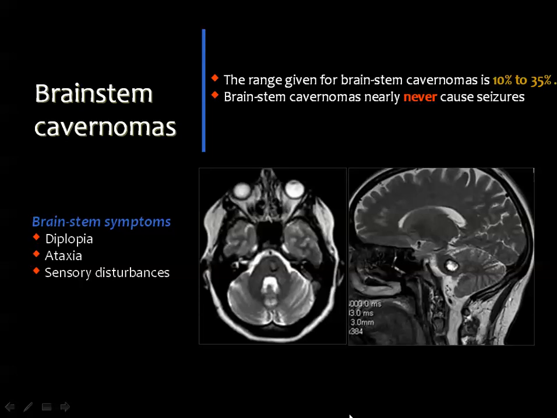Then you know that cavernoma may occur in the posterior fossa, in the cerebellum or in the brainstem, and it is stated in the literature that brainstem cavernomas never cause seizures. It may cause other symptoms like diplopia, ataxia, or sensory disturbances, but brainstem cavernomas usually do not cause seizures like other cavernomas occurring anywhere in the brain.